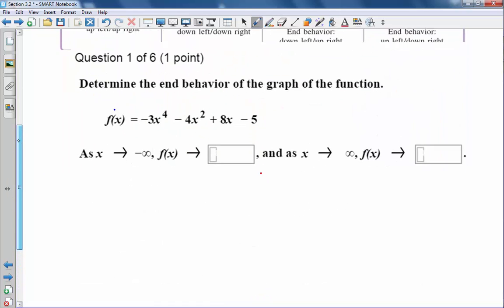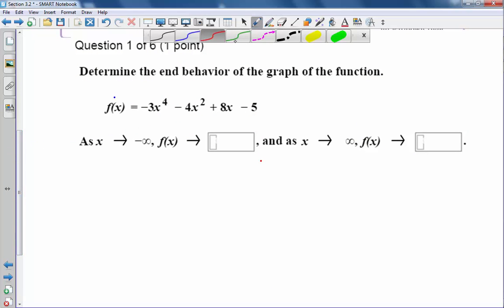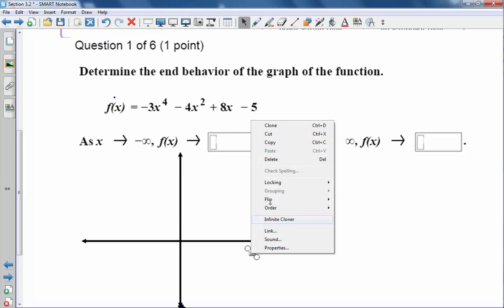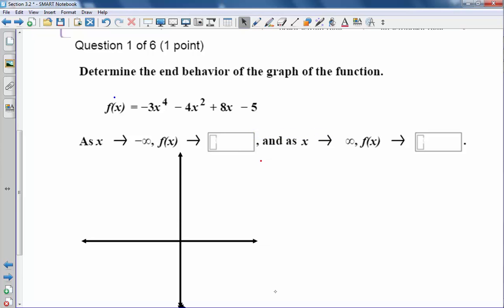Okay, here's our question. It says determine the end behavior. We are not supposed to graph the entire polynomial, we will just figure out the ends of it. So why don't we choose our x and y axis here. End behavior is determined by the term with the biggest exponent. Which term has the biggest exponent here? Not these, but this one.